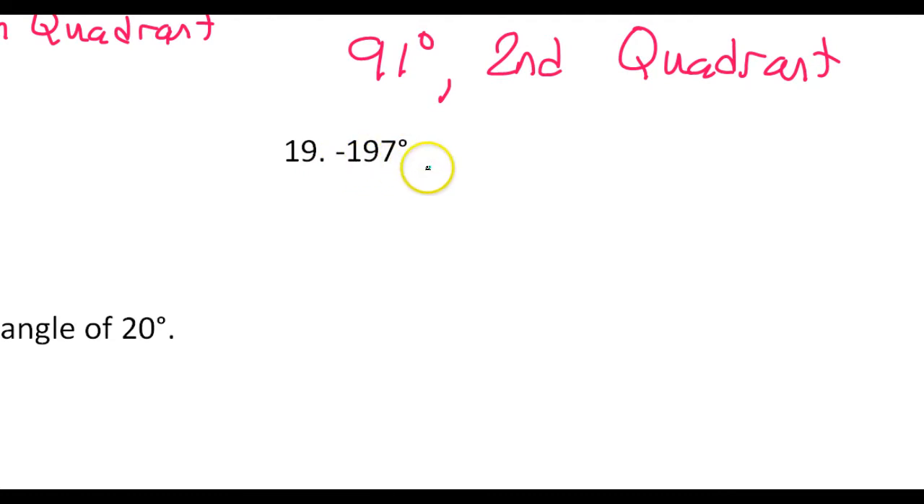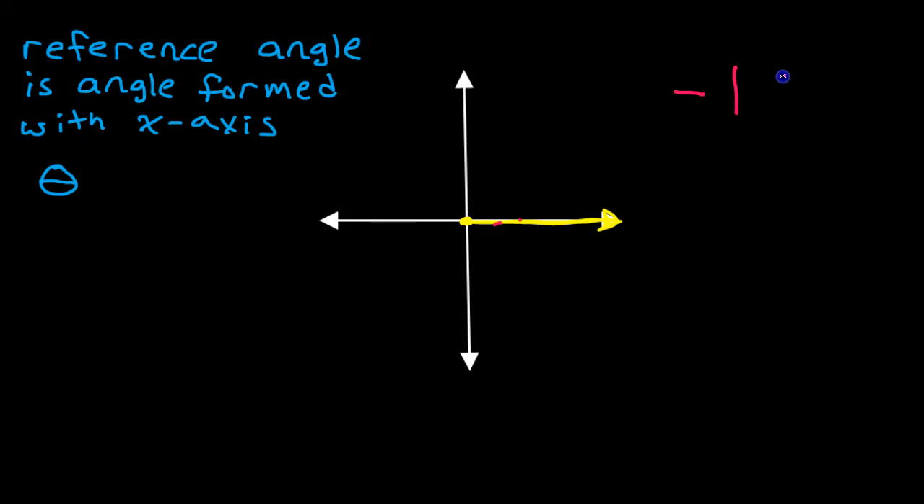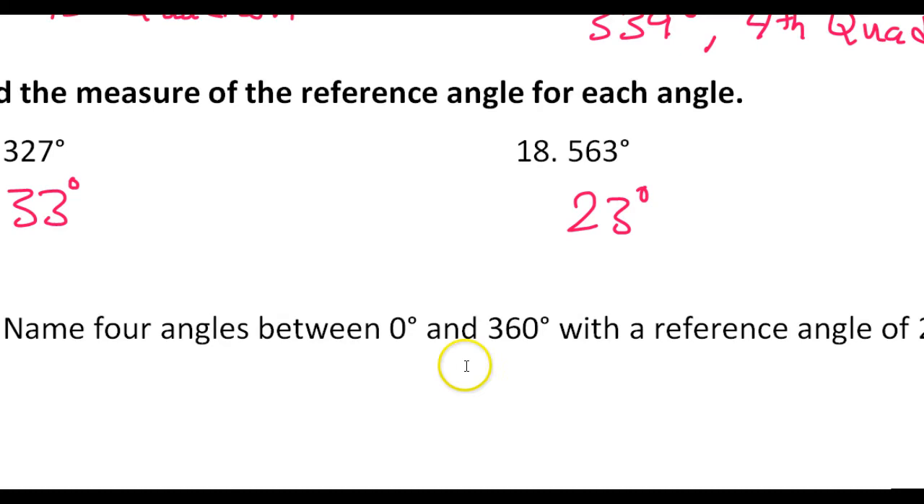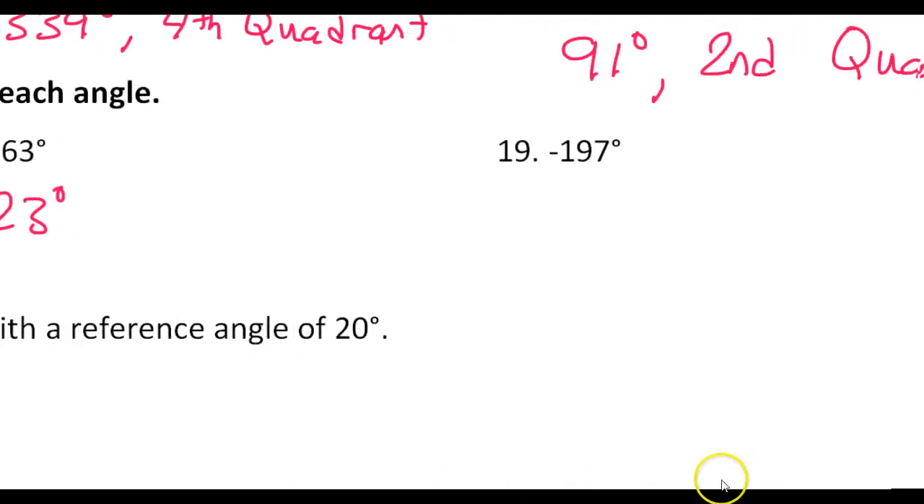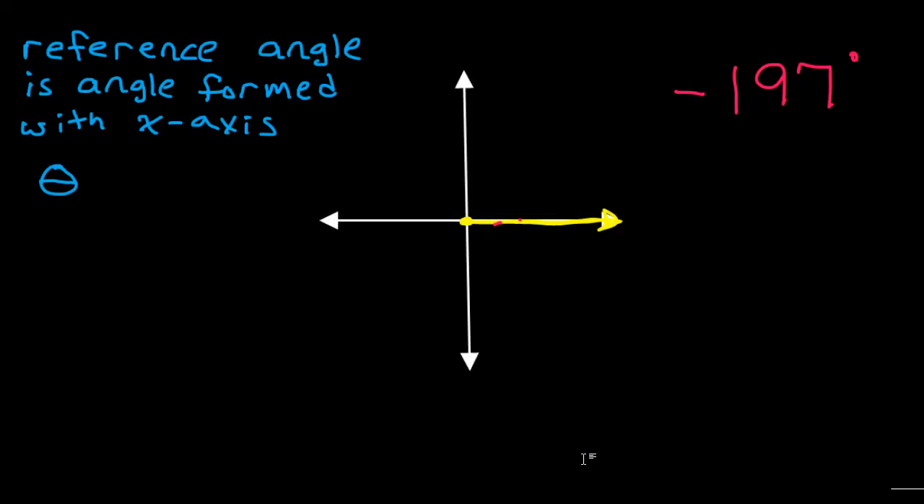Negative 197 degrees this time. Okay, I'm going to draw negative 197 degrees. Now remember, the negative direction is clockwise. So let's count off the quadrantal angles as I go clockwise. If I go this far, so far I've gone negative 90 degrees. Alright, got to keep going. If I go this far, now I've gone negative 180 degrees. Okay, I'm getting pretty close.